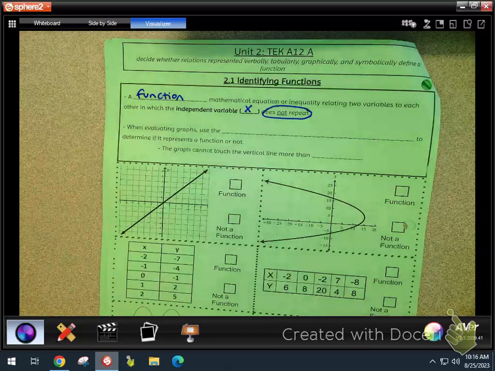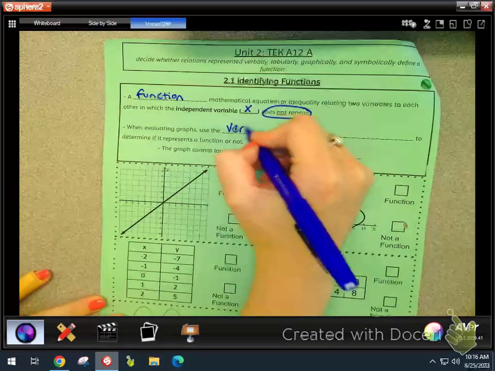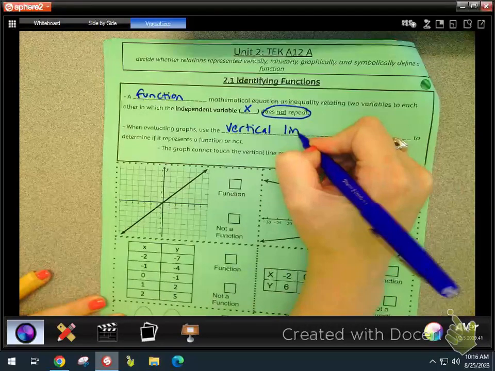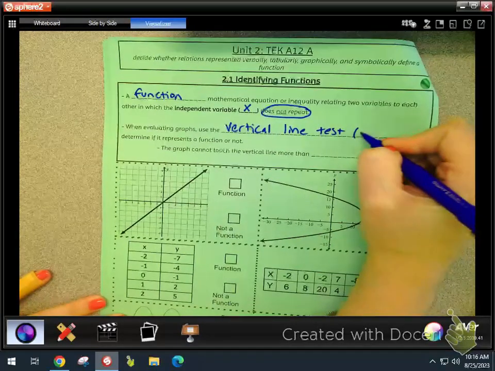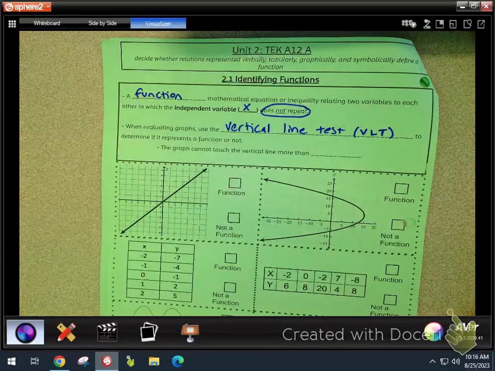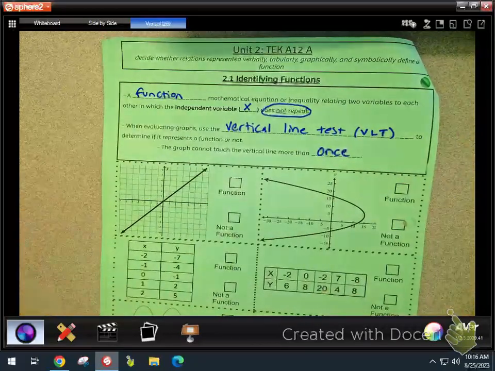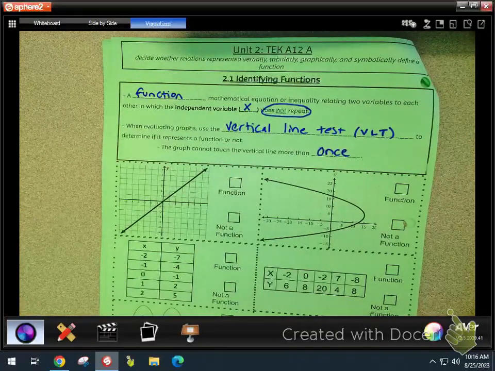If we have graphs, it's kind of hard to tell if all the x's repeat, so we have a test we can do. Y'all know what test we're going to do? Oh, the vertical line test. Very good. Vertical line test, which I abbreviate VLT because y'all know I just don't like spelling. So this is really only something we're going to use on graphs, on pictures. We can draw vertical lines through our graphs, and the graph cannot touch the vertical line more than once. If it crosses your vertical line more than one time, big X, not a function.